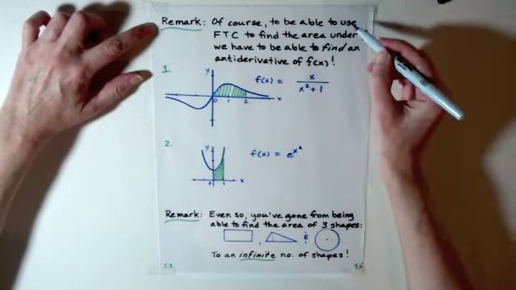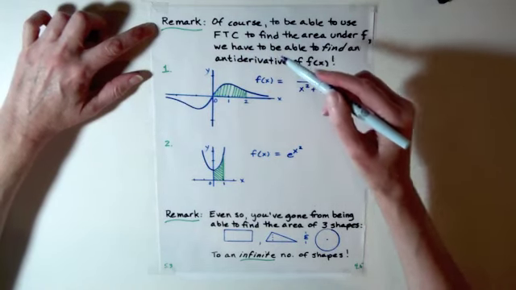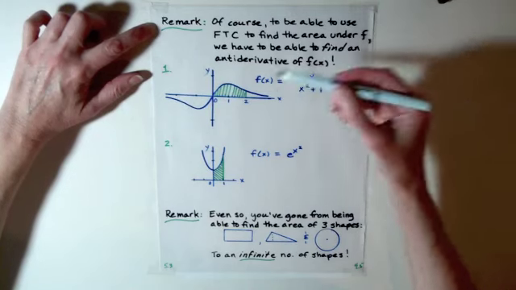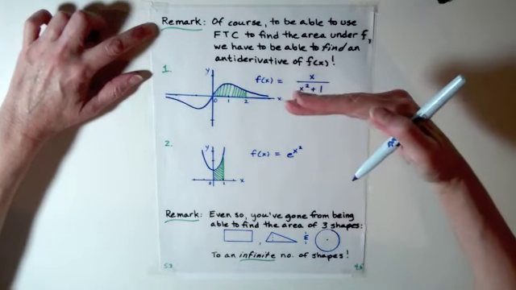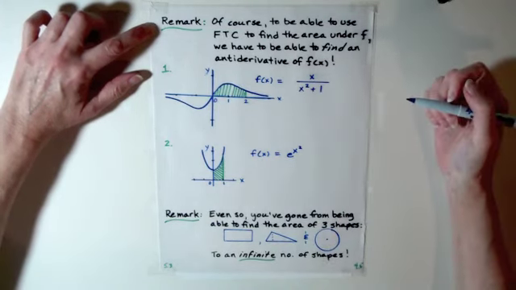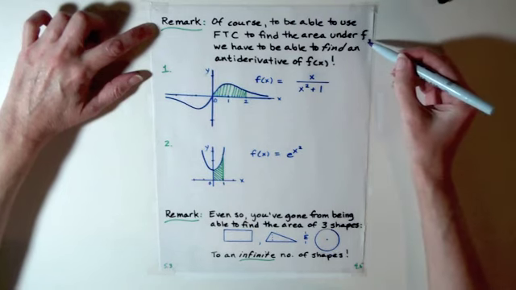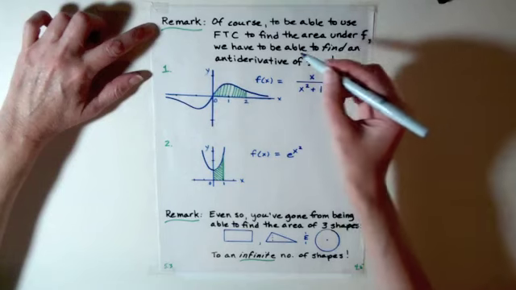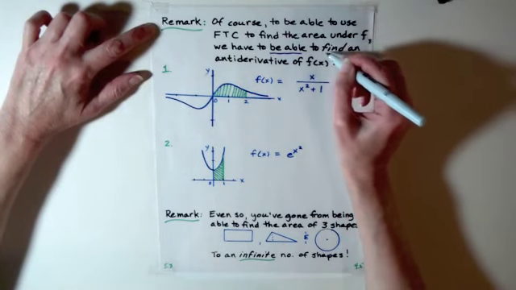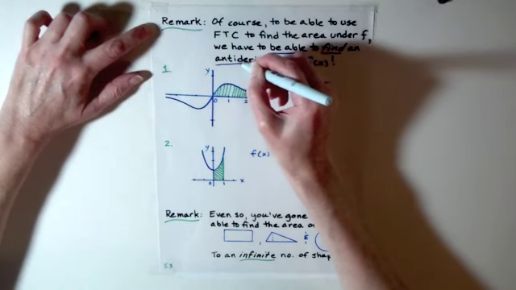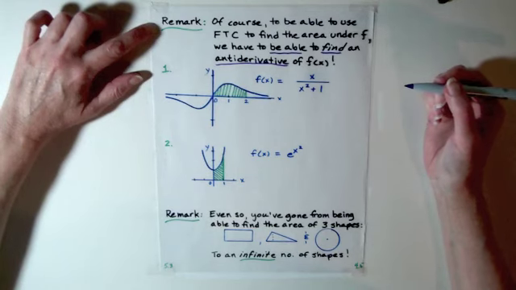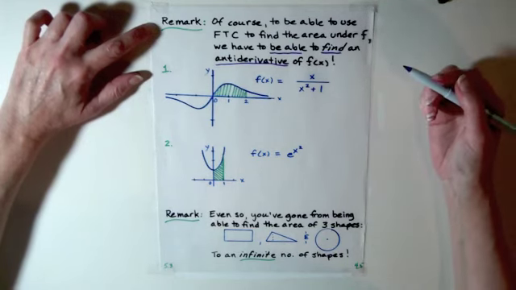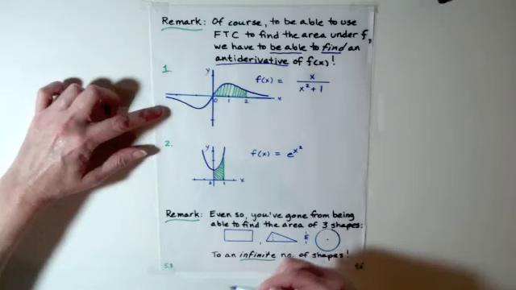To be able to use the fundamental theorem of calculus, even if f of x meets our requirements, it's continuous on the interval we're talking about, and it's above or on the x-axis on that interval, to be able to find the area under it, we have to be able to find an antiderivative of little f of x. We really haven't encountered any problem yet. I haven't given you any functions that you don't know how to find the antiderivative of. So let me just give you an example.